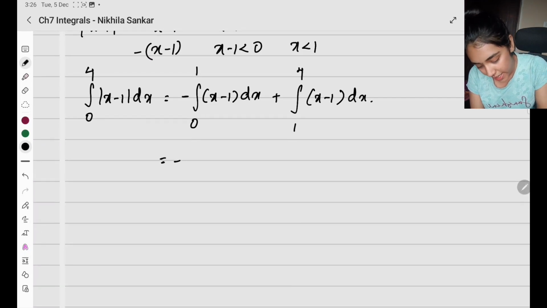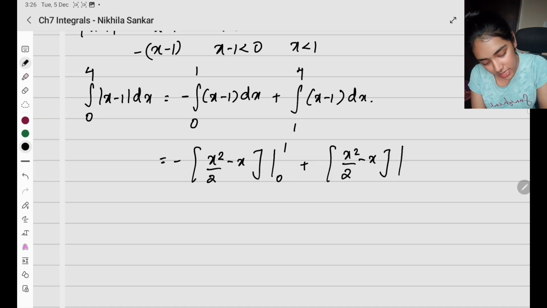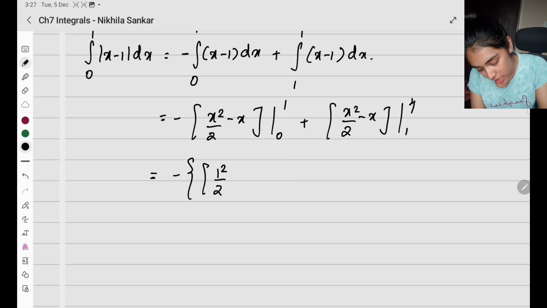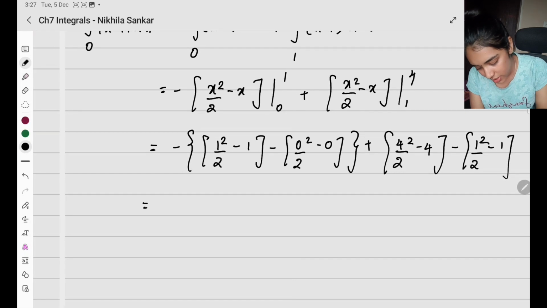So when I solve this, I have minus common. Integral x minus 1 is going to be x square by 2 minus x and applying the limit 0 to 1 plus x square by 2 minus x from 1 to 4. So when I do this, minus of, I am going to substitute upper limit minus lower limit. So upper limit 1 square by 2 minus 1 minus lower limit 0 square by 2 minus 0 plus upper limit 4 square by 2 minus 4 minus 1 square by 2 minus 1. Okay, here I have a minus, that is why I have put two brackets, and this bracket also.